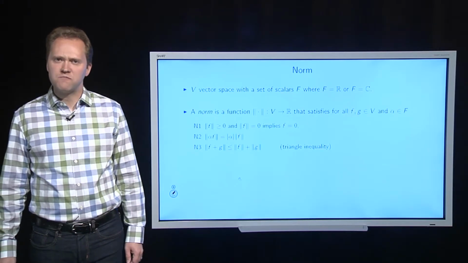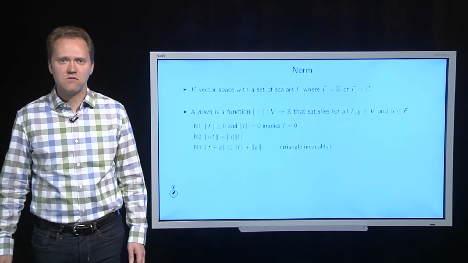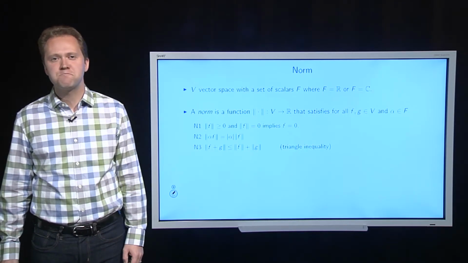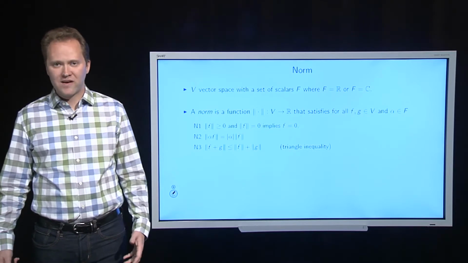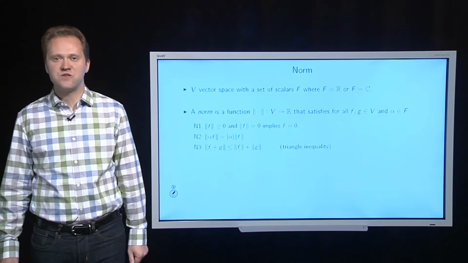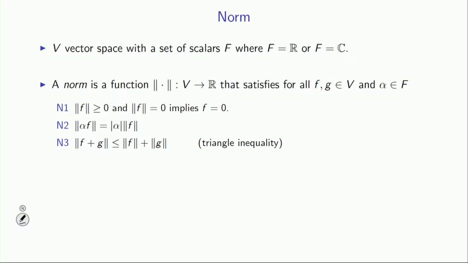Now what about norms? Again, our vector space has scalars, which are the real numbers or complex numbers, and one can boil the concept of a norm down to three conditions. A norm is a function that takes in a vector and spits out somehow its magnitude, so it spits out a real number. And what we want is that the norm of a vector is always non-negative, and in particular that the norm is only 0 if you input the 0 vector.